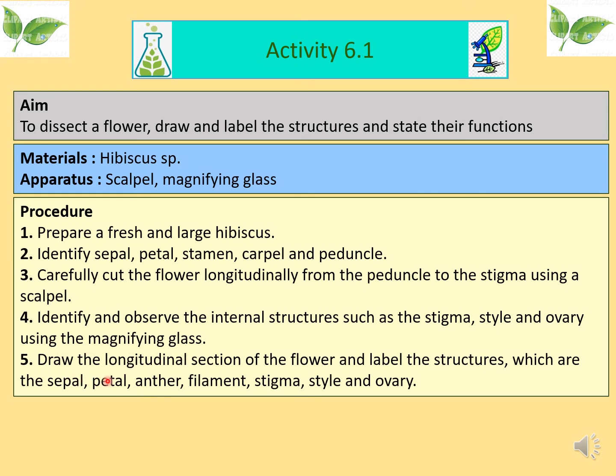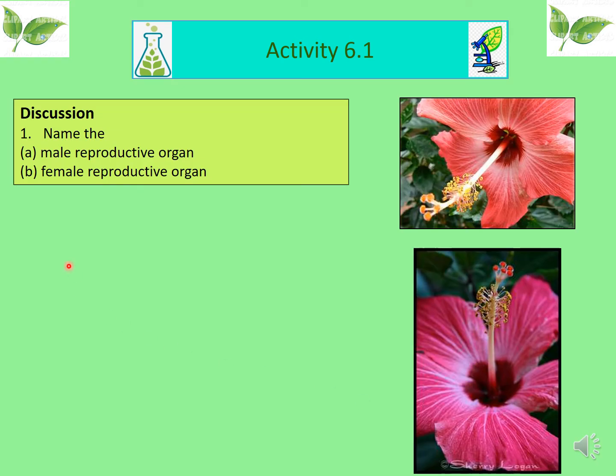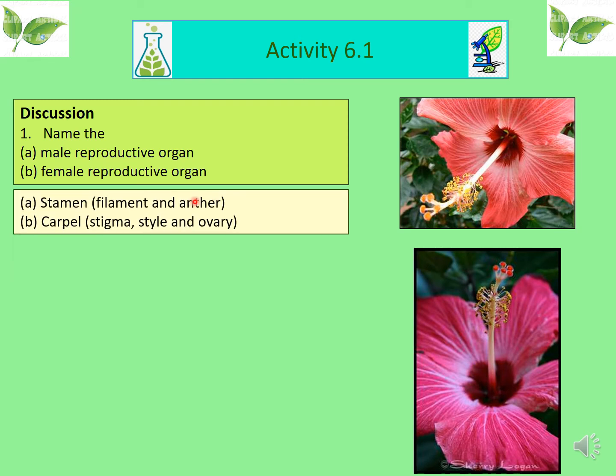Number 5, draw the longitudinal sections of the flower and label the structures, which are the sepal, petal, anther, filament, stigma, style, and ovary. Discussion questions. A, name the male reproductive organs, and B, name the female reproductive organs. So the answer for male reproductive organs is stamens, which consist of filaments and anther. The female reproductive organs are carpels, which consist of stigma, style, and ovary.